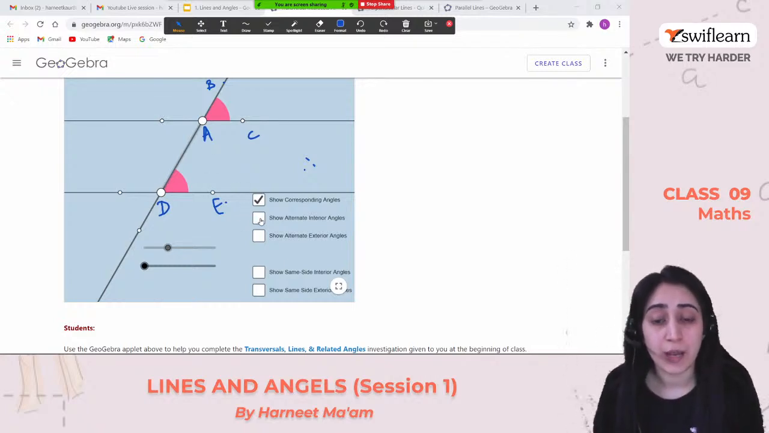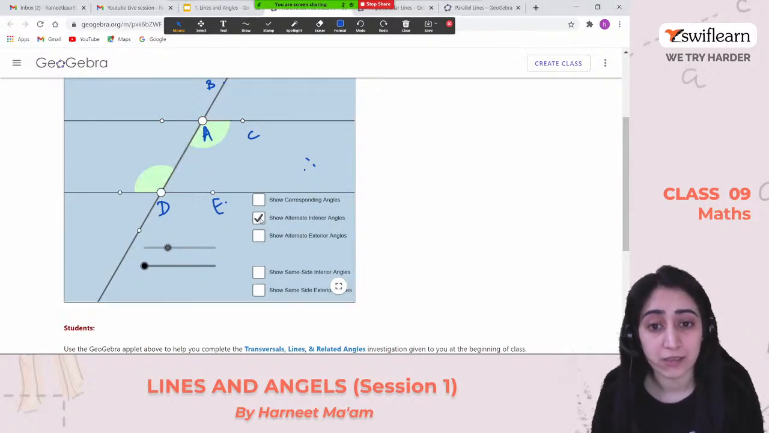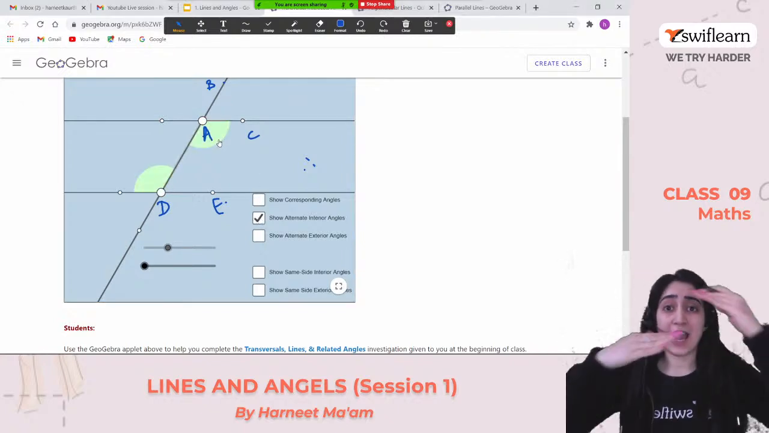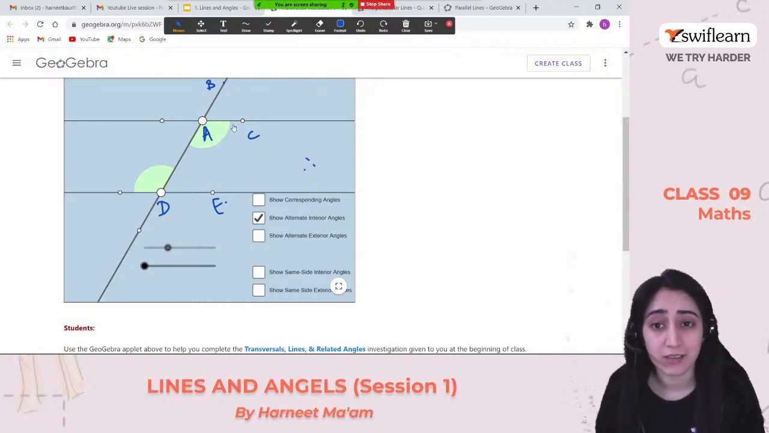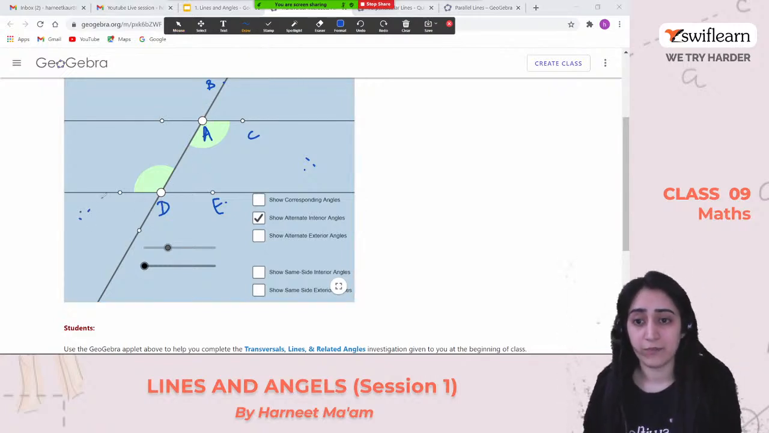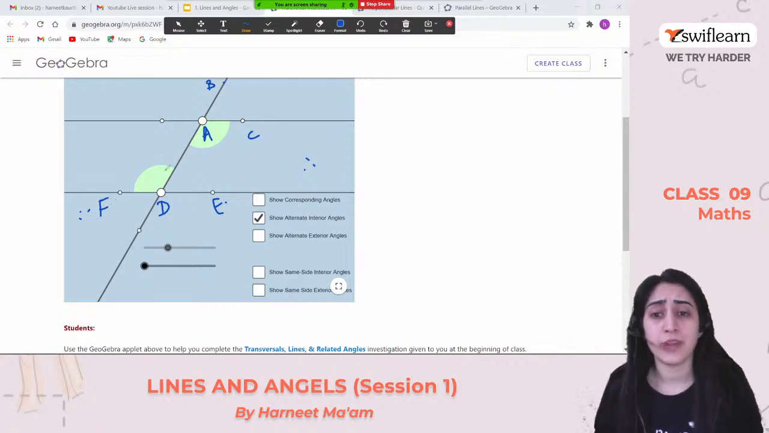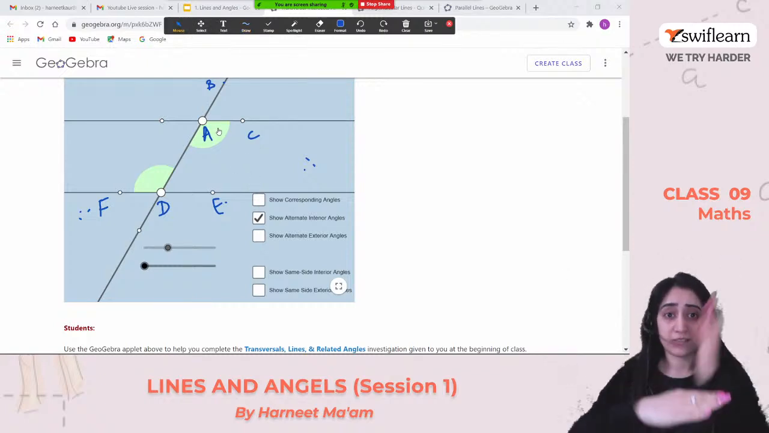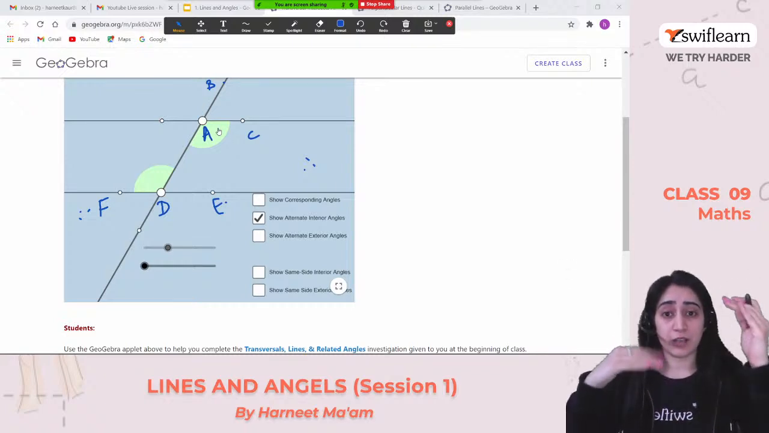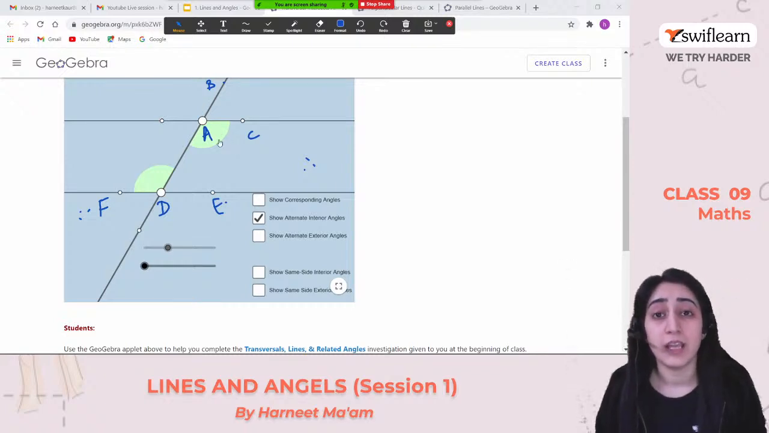Now let's see what happens to alternate interior angles. So what are interior angles? The angles which lie inside the parallel lines. We call them interior angles. So can you see this angle and this angle? Angle CAD and, let's name this F, ADF. So these two angles are alternate interior angles. So when there are two parallel lines and a transversal, then the alternate interior angles are equal.